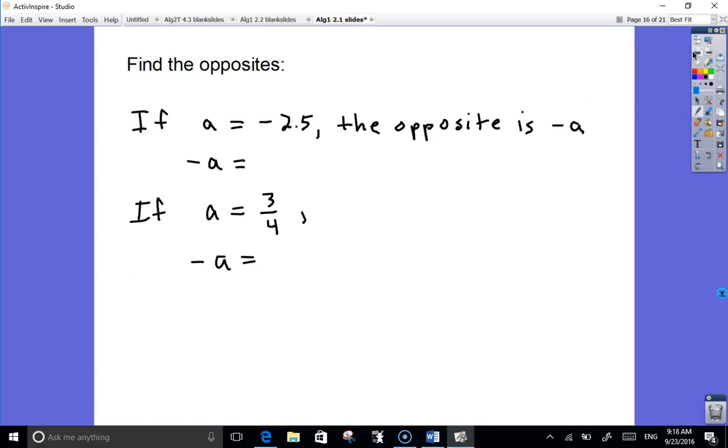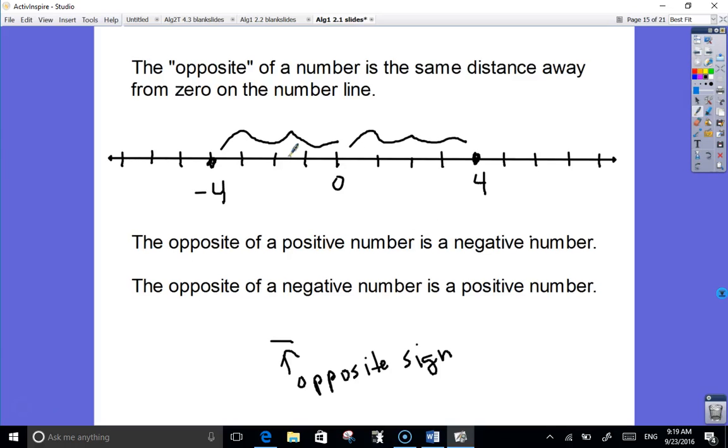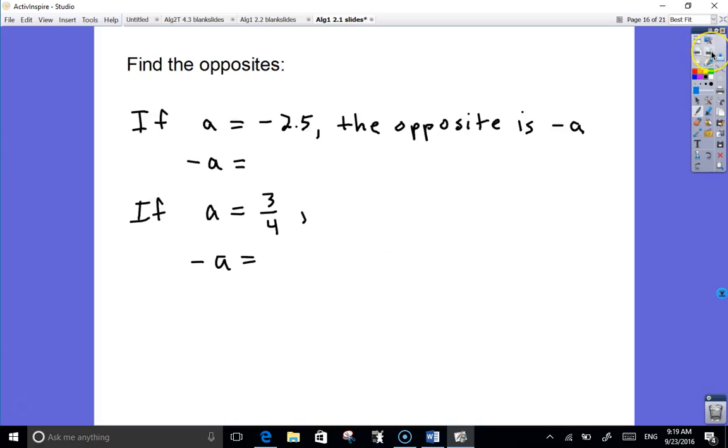Okay, so find the opposites. If A is negative 2.5, then negative A means the opposite of A. That would be plus 2.5, right? I don't need a plus sign, but I'm going to throw it in there. And if A is 3/4 positive, then negative A is negative 3/4.